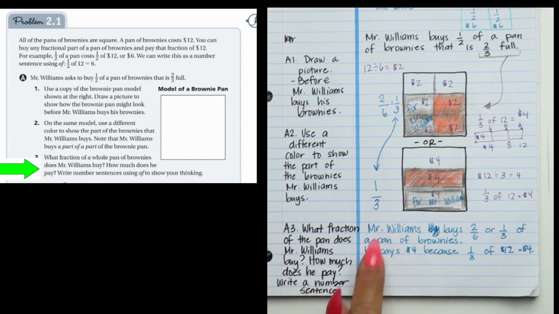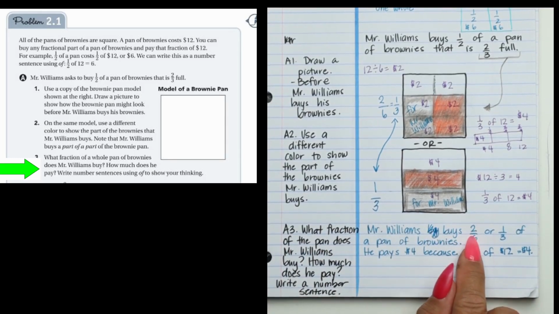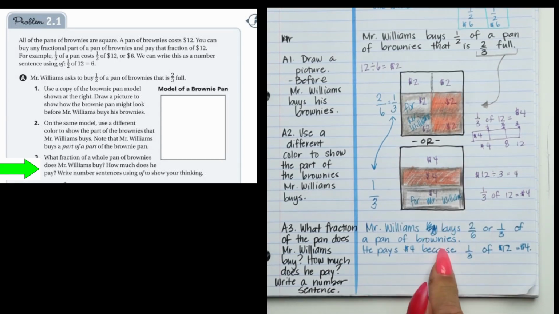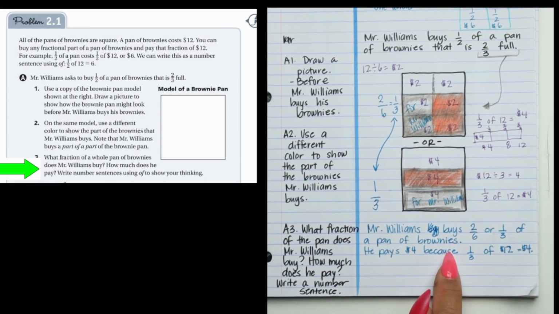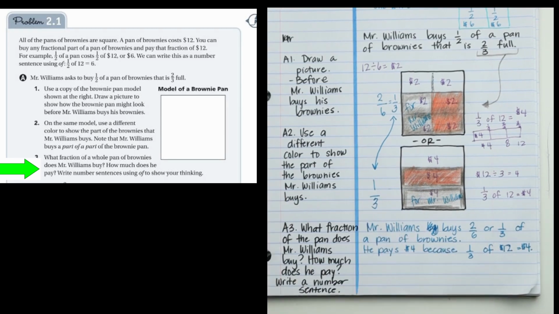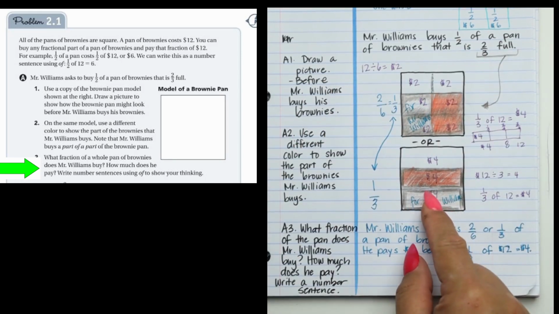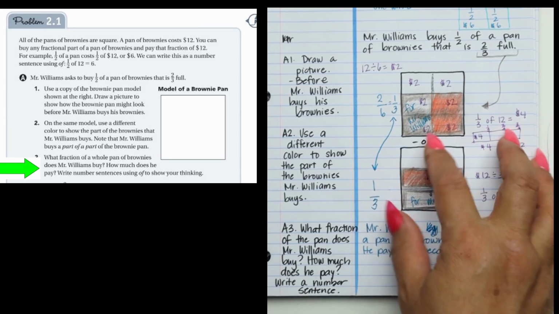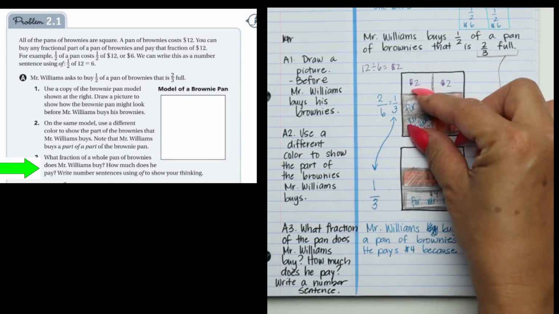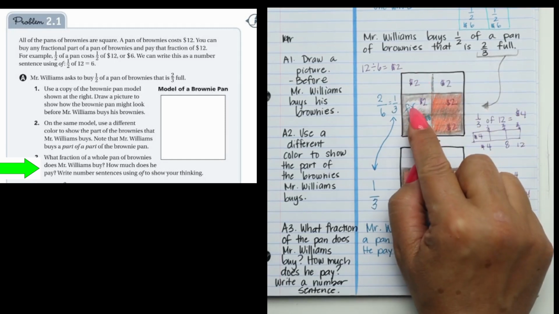Here's my response for A3. Mr. William buys 2/6, or 1/3 of a whole pan of brownies. He pays $4 because 1/3 of $12 is $4. I have to use the word of in my number sentence. If you see here, the word of, it tells us we have to use the word of. So this number sentence does not have the multiplication sign. It wants us to use the word of so that we can visualize what that number sentence means. 1/3 of a whole is $4.